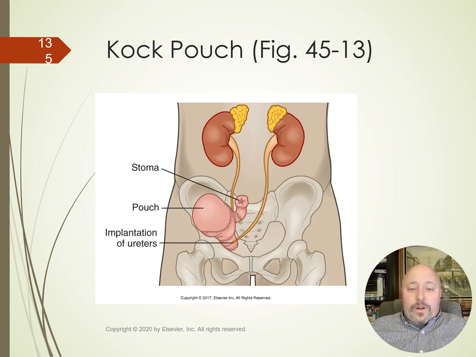Here in figure 45-13, we have a Kock pouch. The creation of a Kock pouch is with the implantation of ureters into one intussuscepted part of the pouch and the creation of a stoma with the other intussuscepted part.